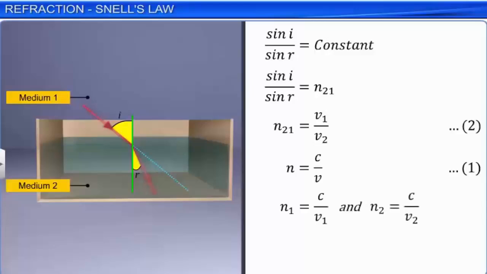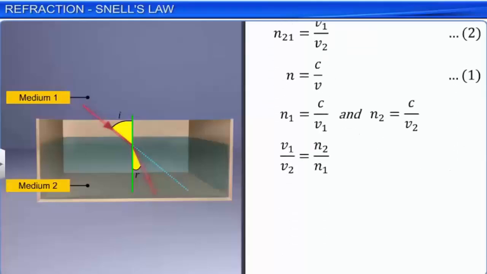If N12 is the refractive index of the medium 1 with respect to medium 2, we can write that N12 is equal to V2 by V1. From these two equations, we can conclude that N21 is equal to 1 by N12.